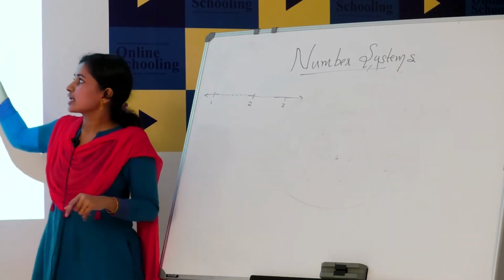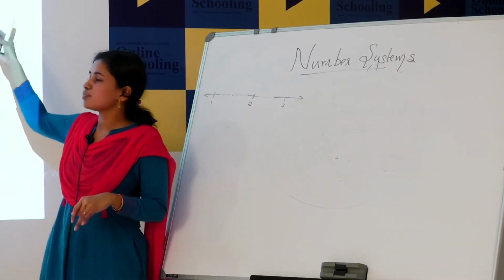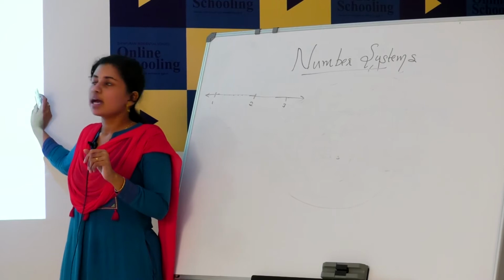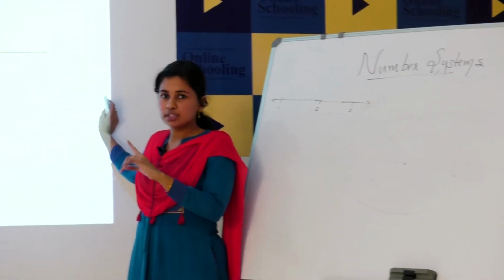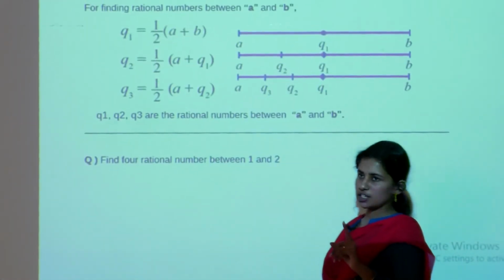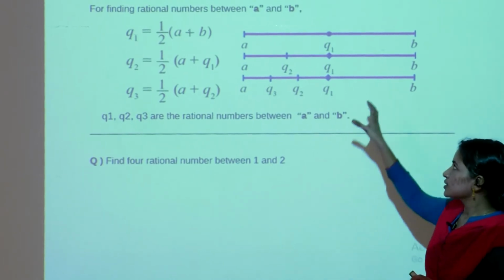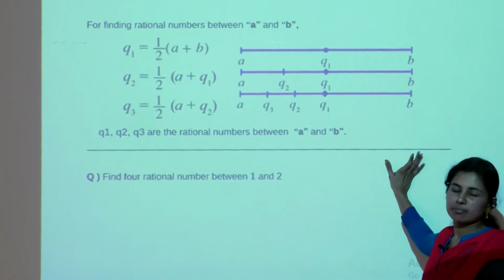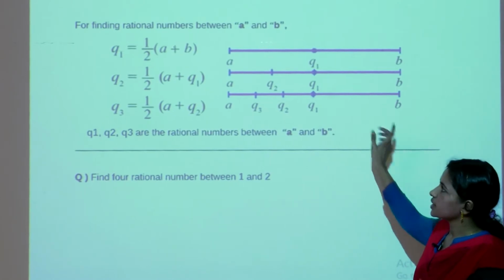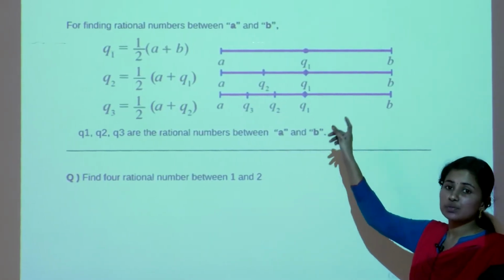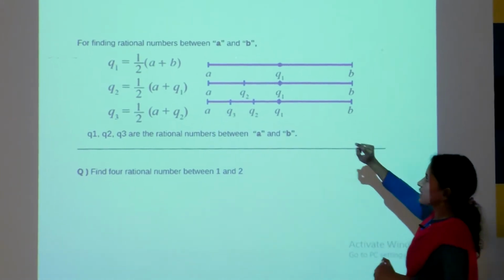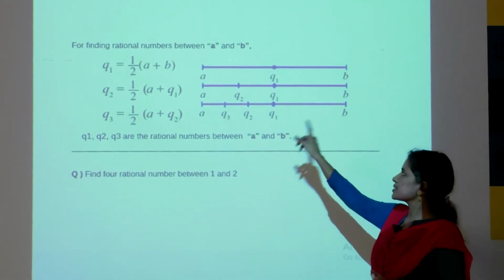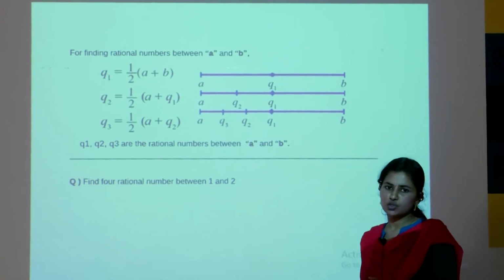Here a and b are two rational numbers, and we will find the rational numbers in between a and b. We use this equation: Q1 is the first rational number, and this method is called the simple mean method, which means the average method. That is, Q1 is equal to the average of the two rational numbers a and b. Finding the average of the numbers a and b is a plus b by 2.